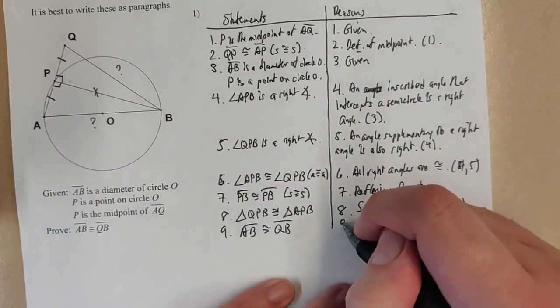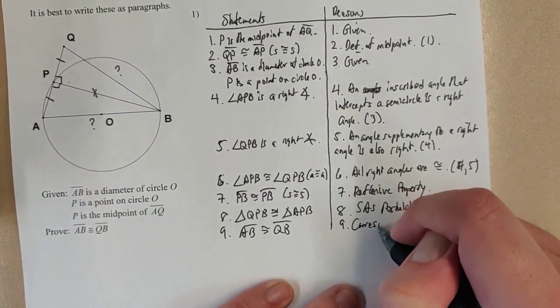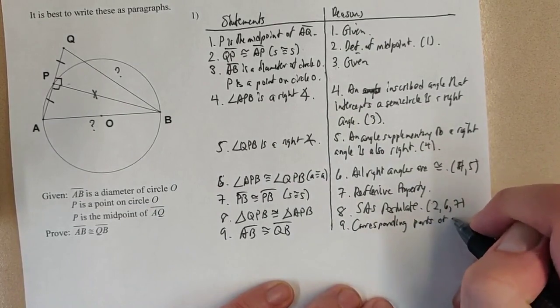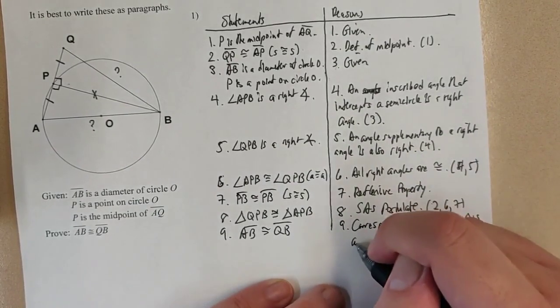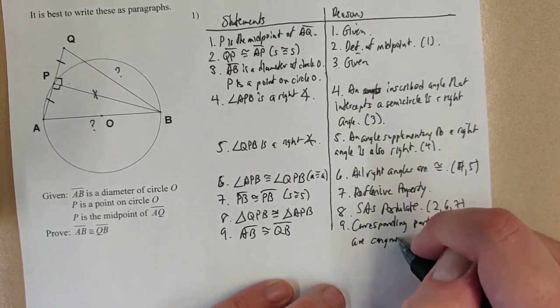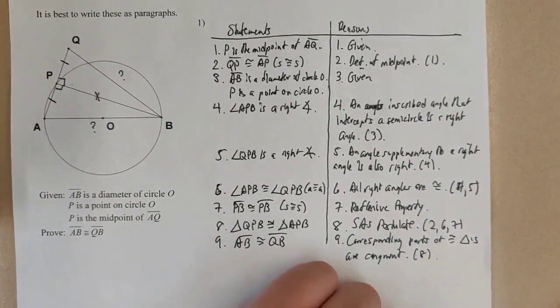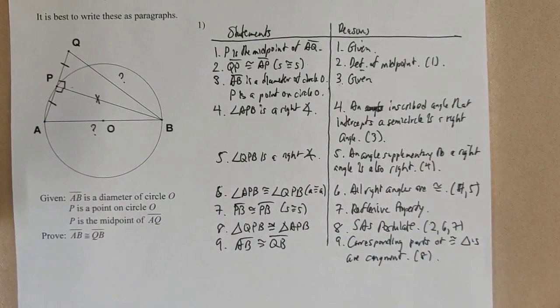And then we can say that corresponding parts of congruent triangles are congruent. Step 8. Now, of course, you could also choose to do this in paragraph form, and that's perfectly fine, but perhaps it may be better to do this on the Regents to write it out in two-column form.